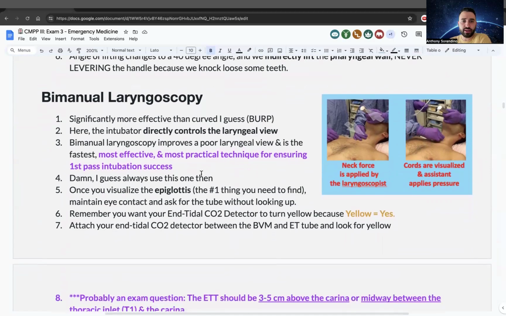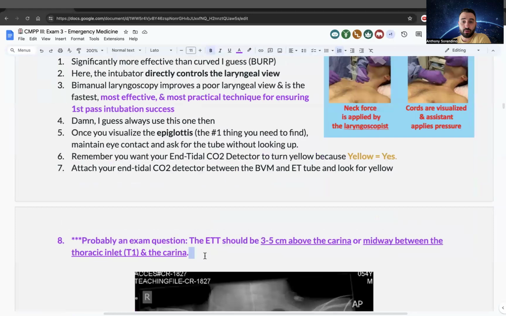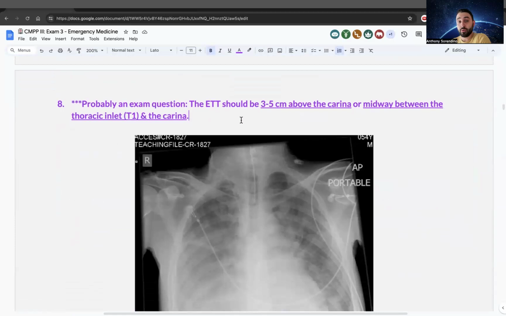Epiglottis is always the first thing that you want to look for. And then on an end-tidal CO2 detector, which goes between the BVM and the ET tube, you want to look for yellow to know that some CO2 is coming out and that you are properly ventilating them. All right, so this is definitely going to be a question. So the ET tube should be 3 to 5 centimeters above the carina, or midway between the thoracic inlet, which would be T1, so right where the thoracic vertebrae start, and the carina.